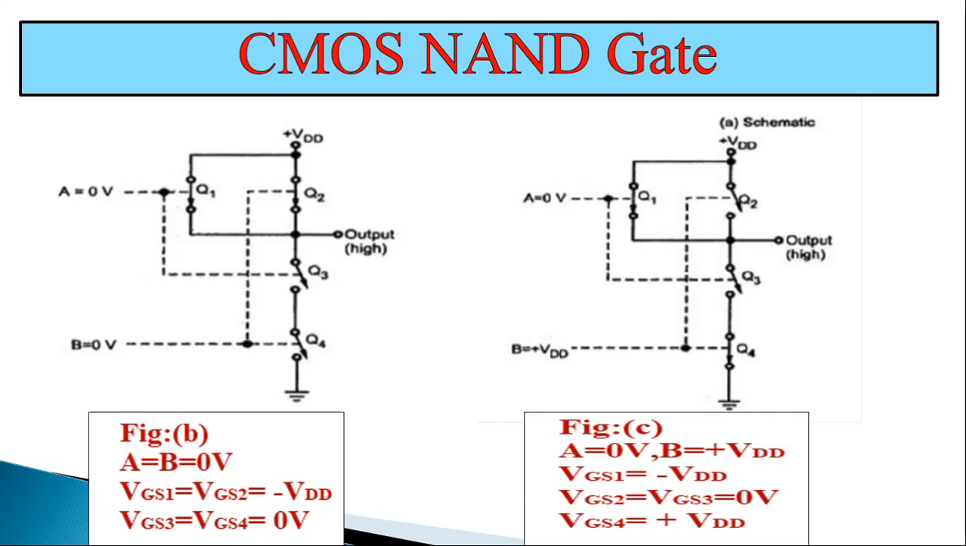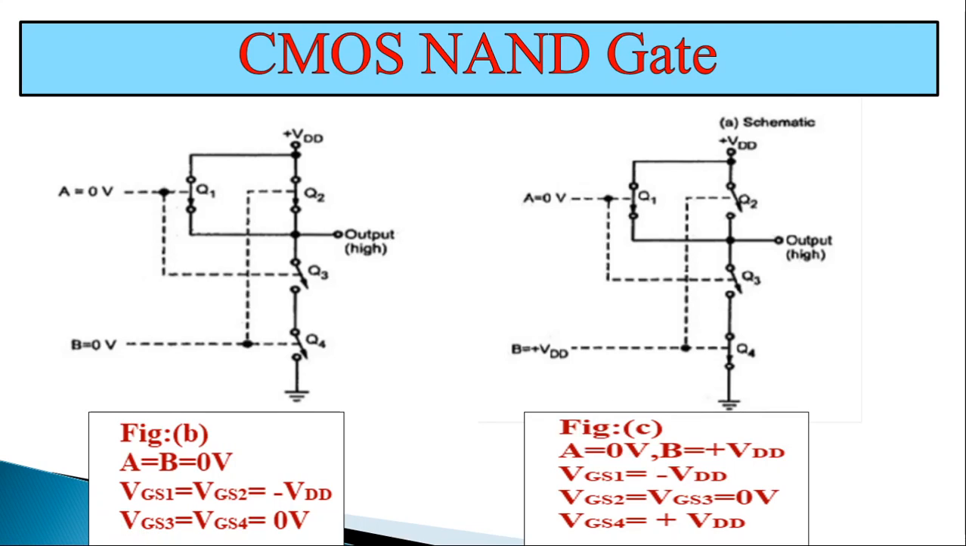Now the third case, suppose A is equal to plus VDD and B is equal to 0 volt. Then the situation is similar.